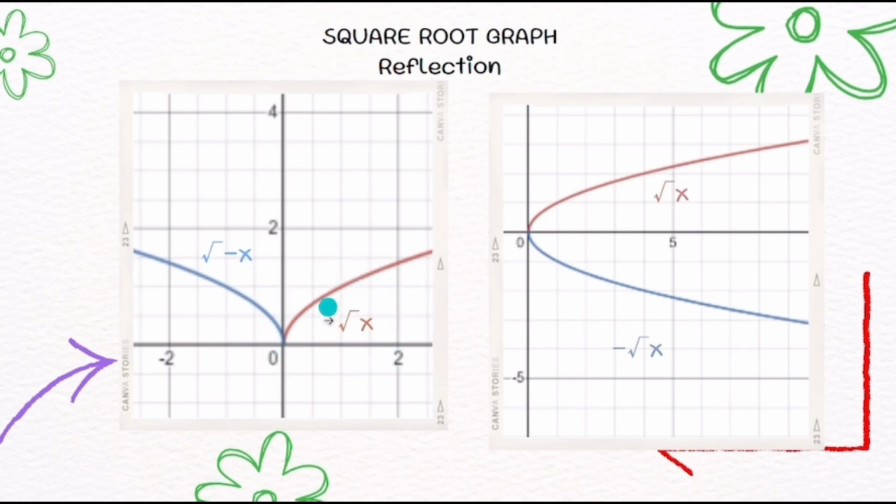This graph can be reflected on the y-axis and x-axis. The reflection is determined by this negative sign. If the negative sign interferes with x, it will reflect on the y-axis. If the negative sign doesn't interfere with the x, it will reflect on the x-axis.